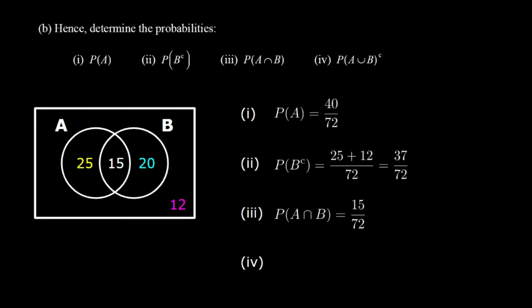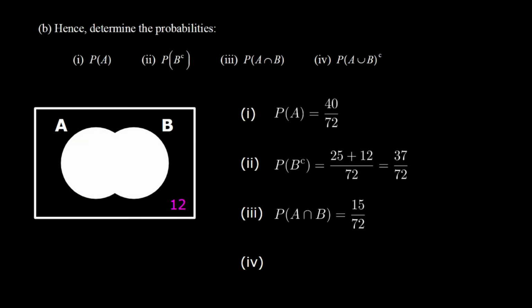And then lastly, the probability that we're not in the union. So that's not A or B. So when I read that, I say, okay, probability that I'm not in any of those circles, in any of those, I guess, 3 regions of the circles. So of course we're looking for our pink number at this point. So the probability of not A or B, or not the union, I guess I should say a little more correctly, is going to be 12 out of 72.